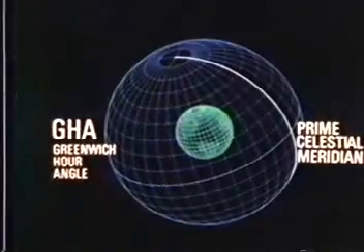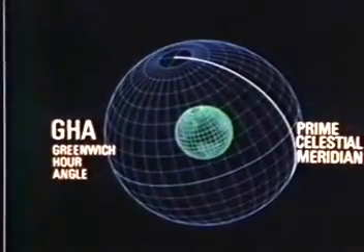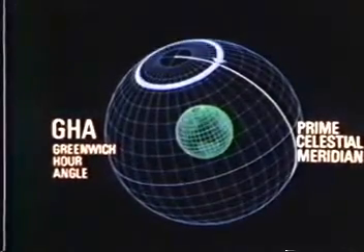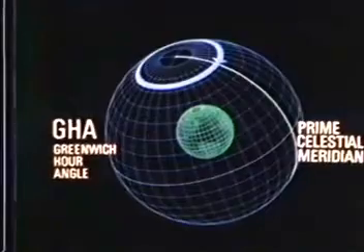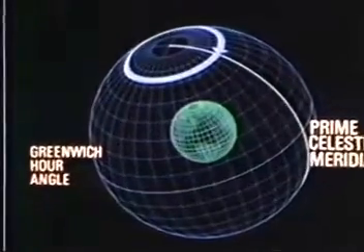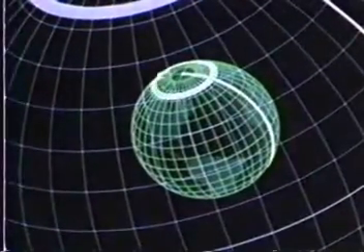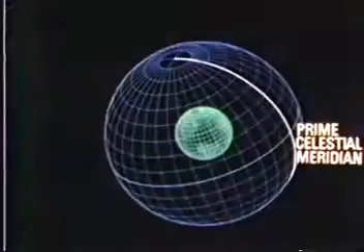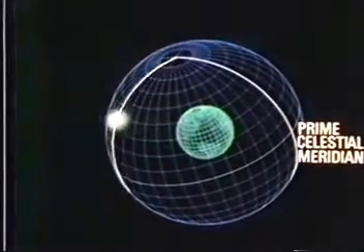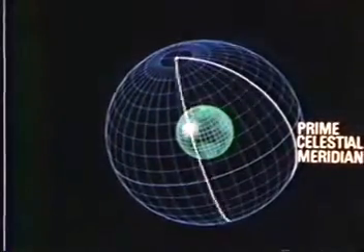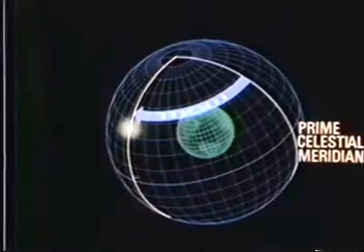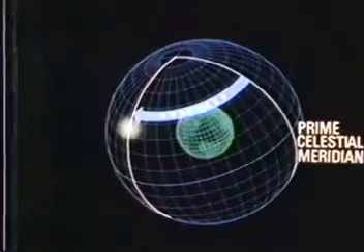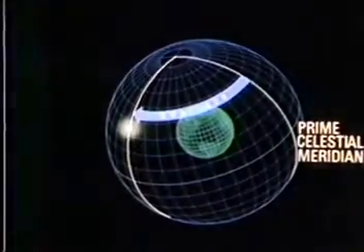The first of these, Greenwich hour angle, is comparable to longitude on Earth, except GHA is only measured in a westerly direction through 360 degrees, while longitude is always measured east or west 180 degrees from the Greenwich meridian. Using the sun as an example, we may measure its Greenwich hour angle at any given moment from the prime celestial meridian westerly to the hour circle of the sun. This angle is referred to as GHA sun.